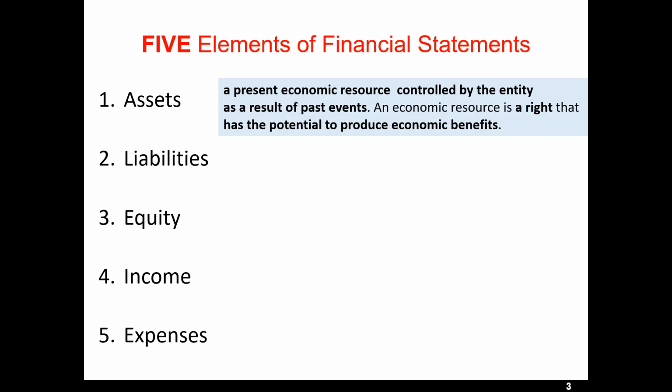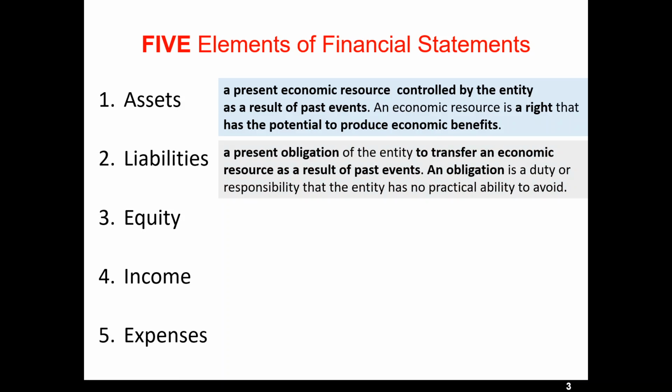An entity owns a machinery, which is an economic resource owned by an entity that it purchased 2 years back. That means the entity owns it as a result of a past transaction. This machinery is used for the entity's production. Therefore, it is a right that has a potential to produce economic benefits to the entity. Giving some examples, you may note down property, plant and equipment, cash, which is the most liquid asset, inventories, accounts receivables, goodwill, intangible assets. You may list out as many assets as you want.